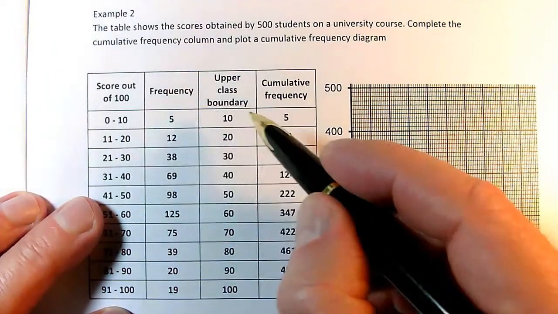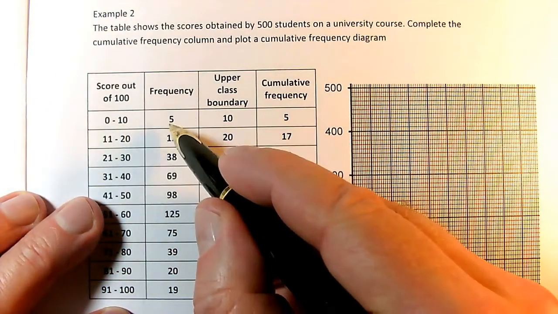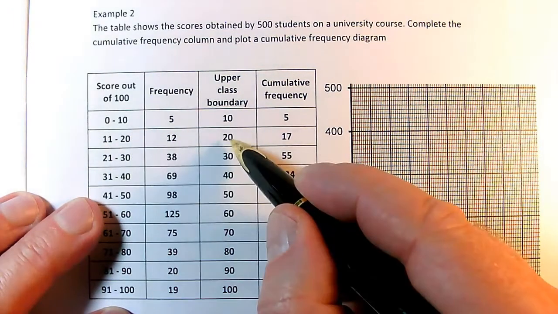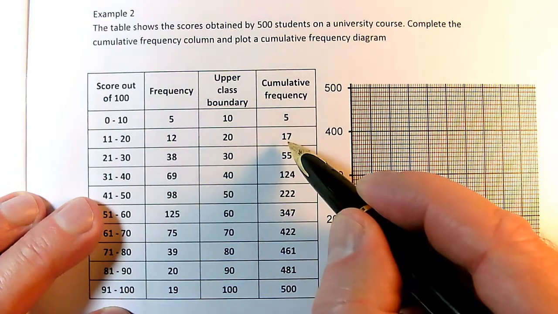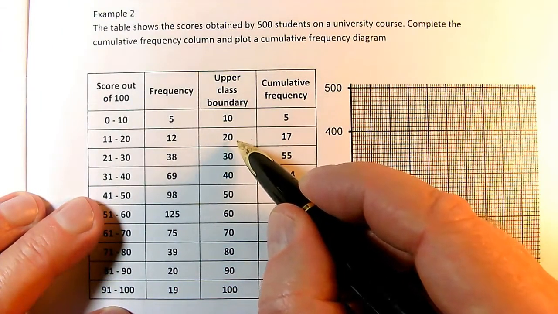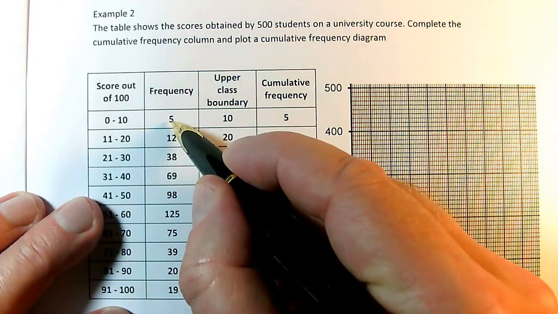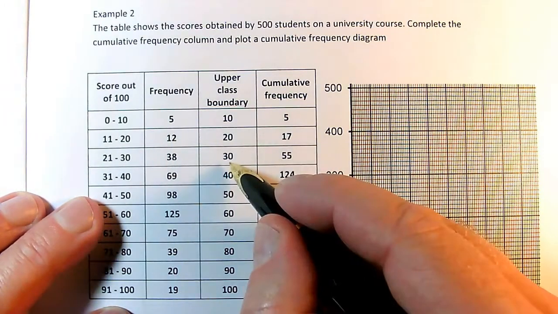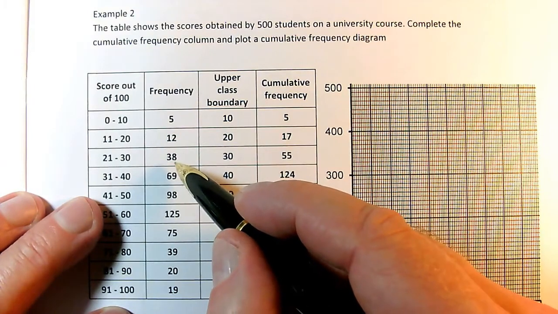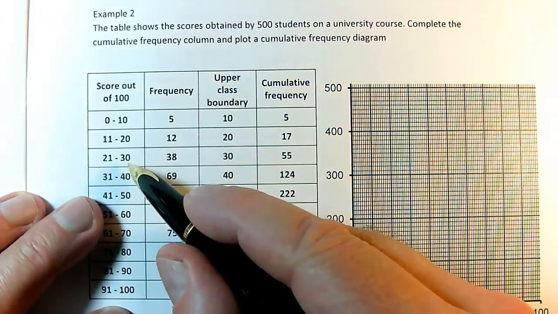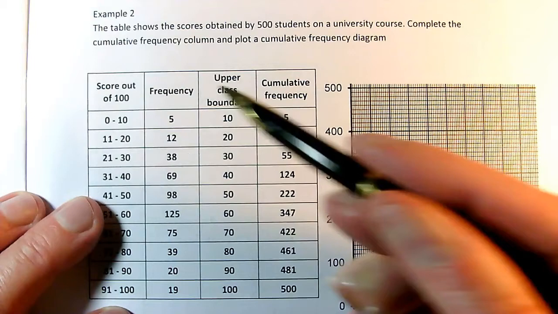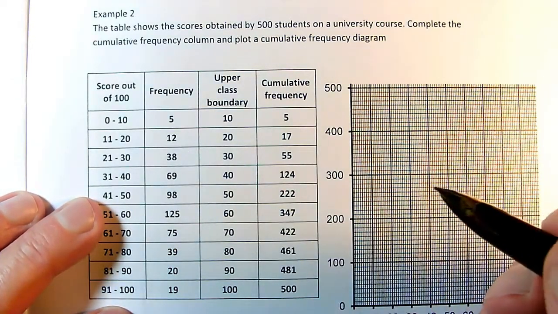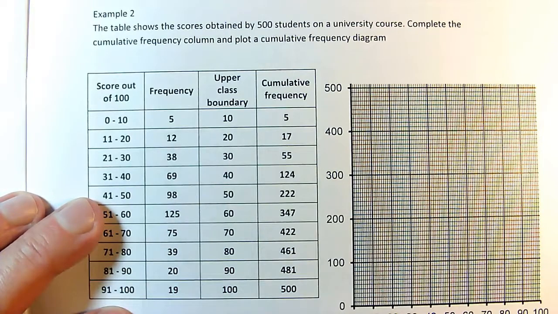Okay, so there were 5 scores of up to and including 10. That's just this 5 here. But then for the next one, the upper class boundary for this group is 20, and there were 17 scores for up to and including 20. So that 17 is the 5 in the first group and the 12 in the second group. And then the 55 who scored up to and including 30 were the 38 between 21 and 30 added to all the previous ones. So that's how cumulative frequency is calculated, and all I have to do when I plot it is to plot the upper class boundary.